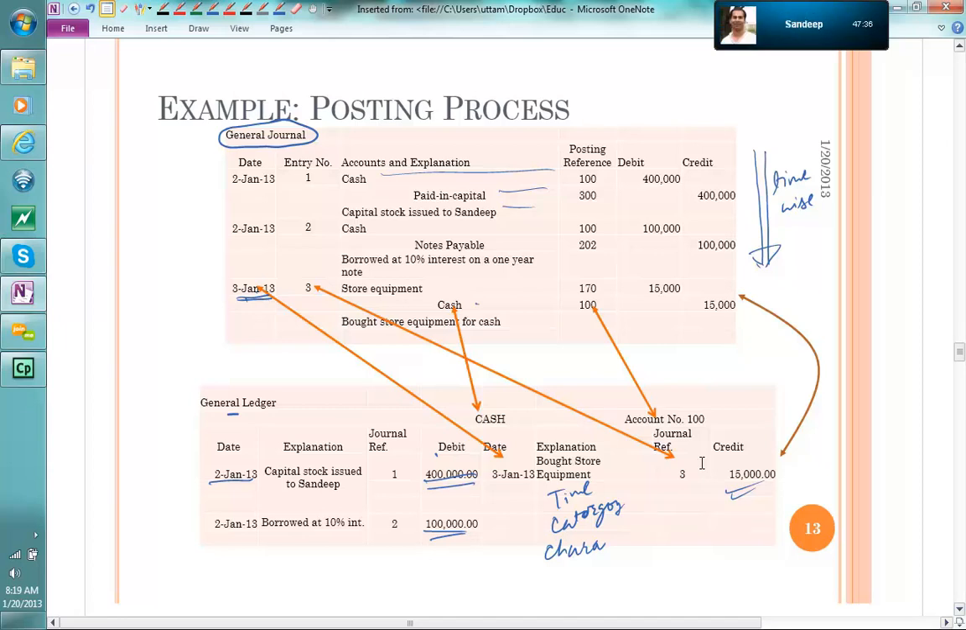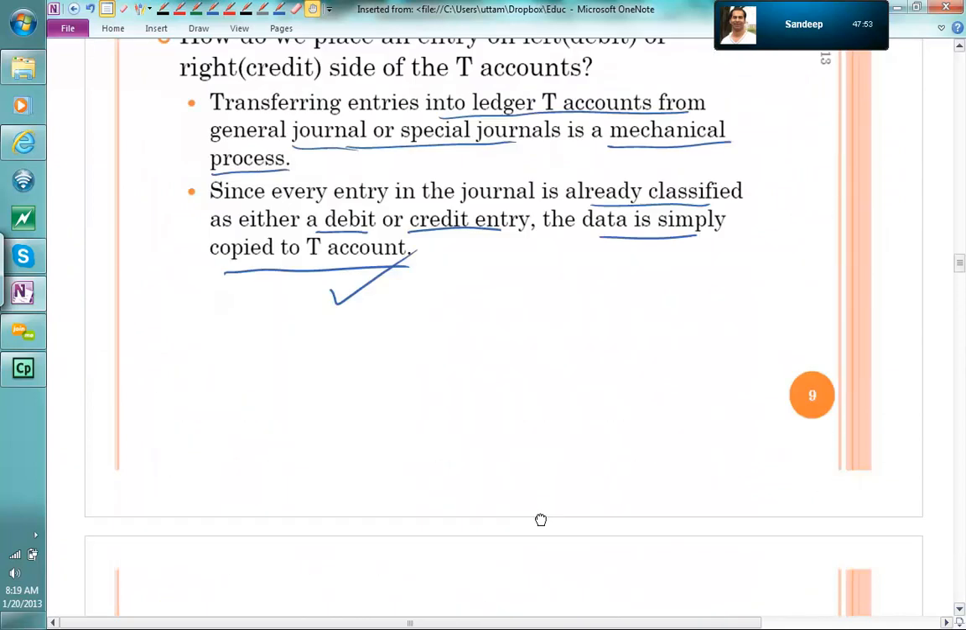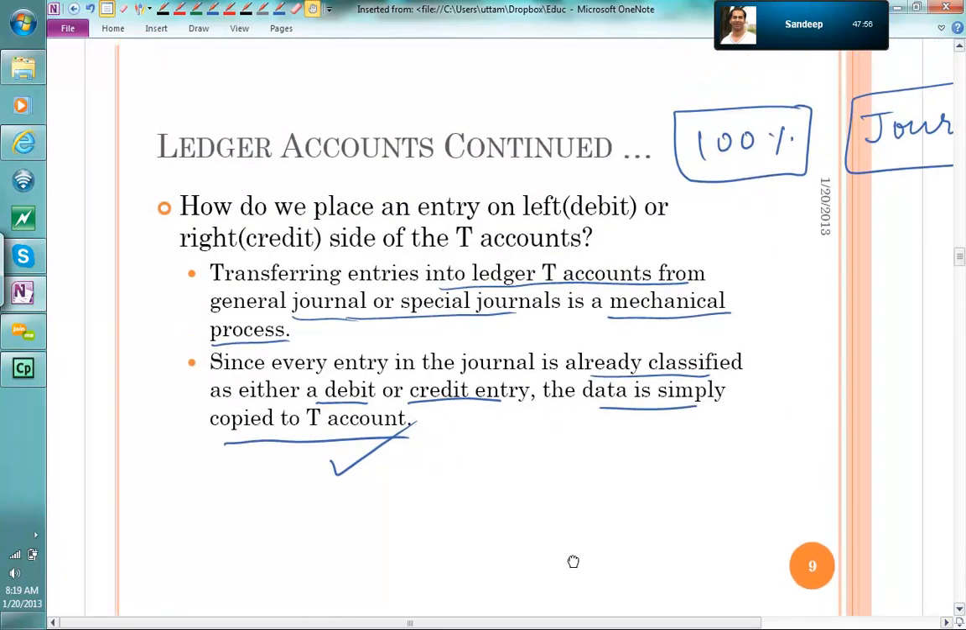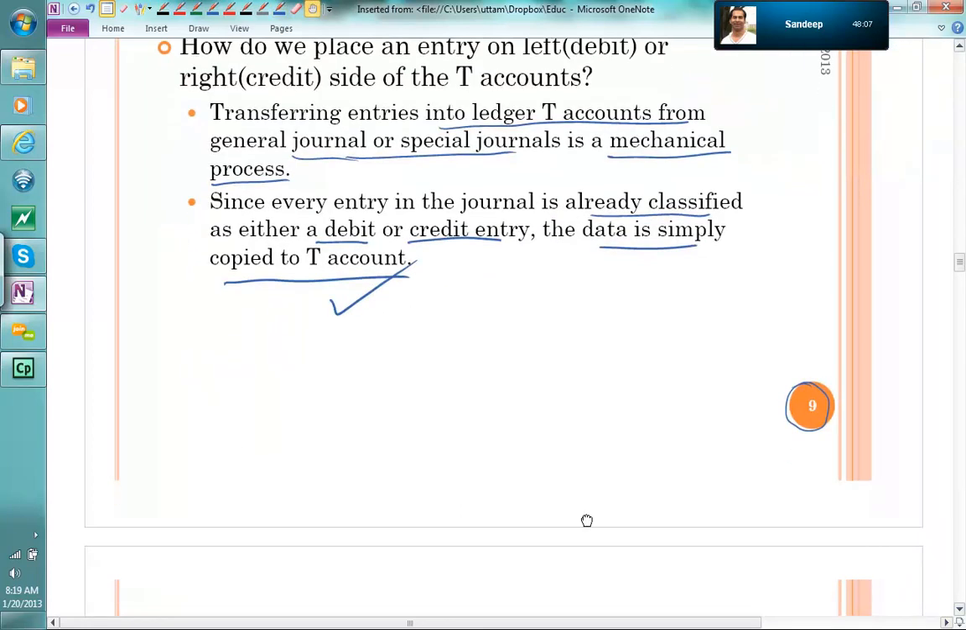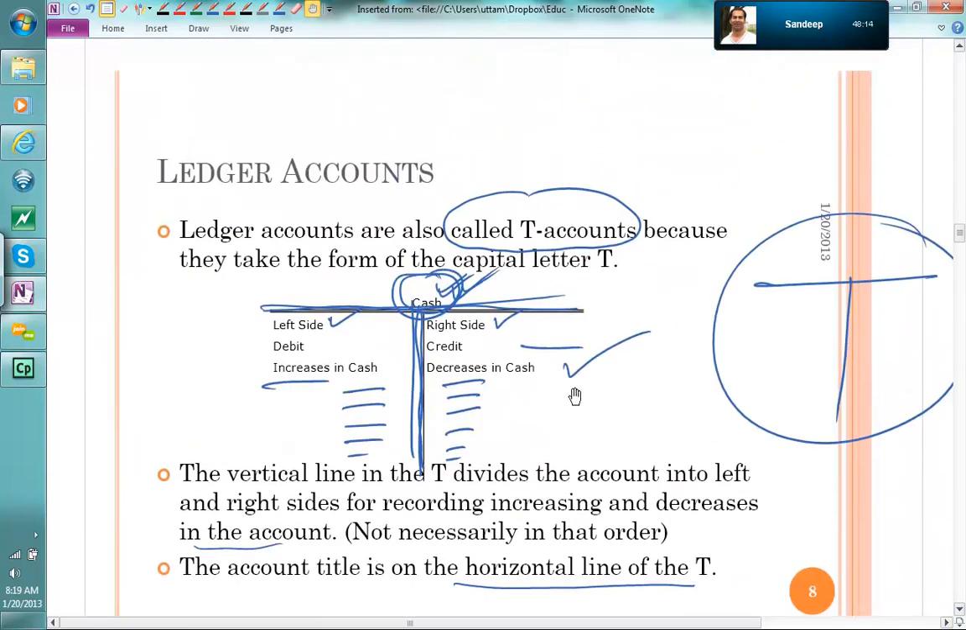In the slides, it is like the beginning and the beginning, not necessarily in that order. So what is that? Where? Slide number 9. Okay, let me go to slide number 9. That's slide number 9. No, the one in which you have the T account, the representative T account. Okay. Yeah. Yes, Sandeep, tell me what is the doubt?